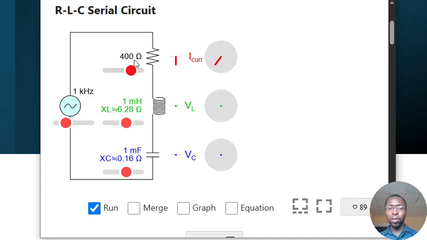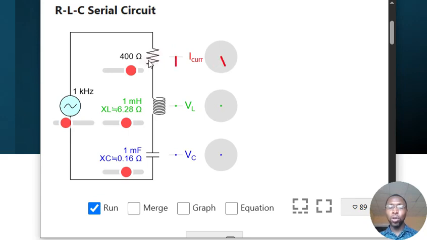Now pay attention that these three components, the resistor, the inductor, and the capacitor, are all connected in series. This is called a serial arrangement, RLC serial arrangement. The R is resistor, L is inductor, and C is capacitor. Whenever components are arranged in series in electricity, only one current is supplied to them. So the current that flows through the capacitor is the same current that flows through the inductor and the resistor.